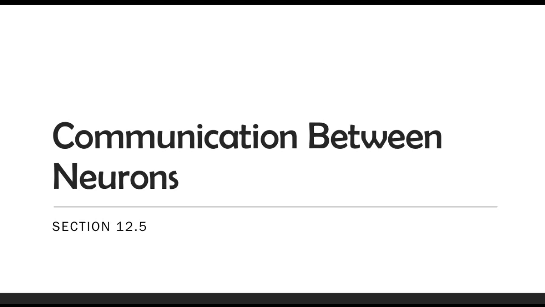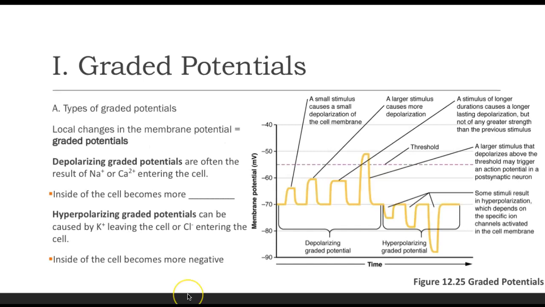Welcome to your last video in your Chapter 12 video lecture series, where we're going to talk about Section 12.5 on communication between neurons. So we've already talked extensively about graded potentials, but I just wanted to make sure that we understand all aspects here.